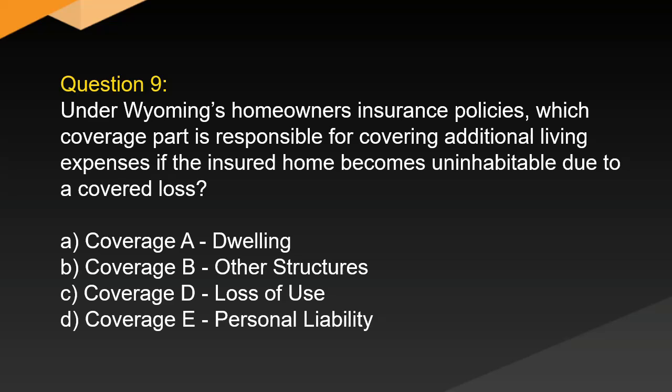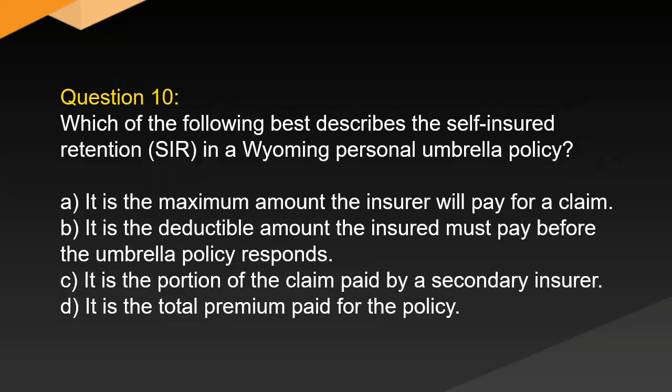Question 9. Under Wyoming's homeowners insurance policies, which coverage part is responsible for covering additional living expenses if the insured home becomes uninhabitable due to a covered loss? A. Coverage A, dwelling. B. Coverage B, other structures. C. Coverage D, loss of use. D. Coverage E, personal liability.